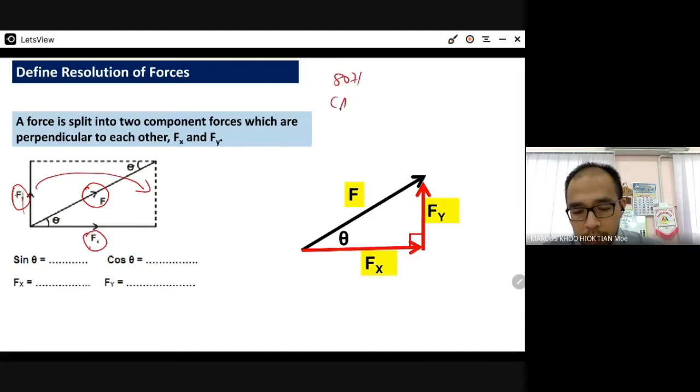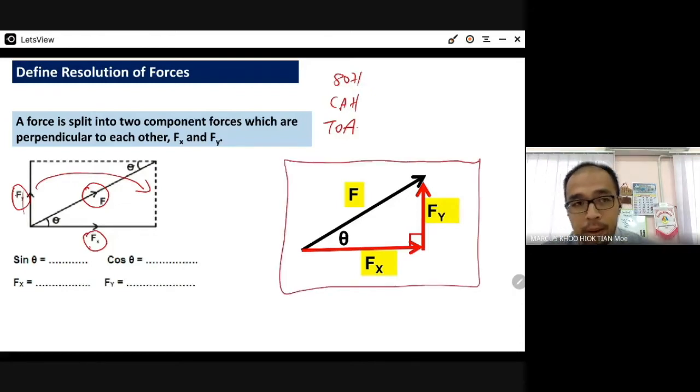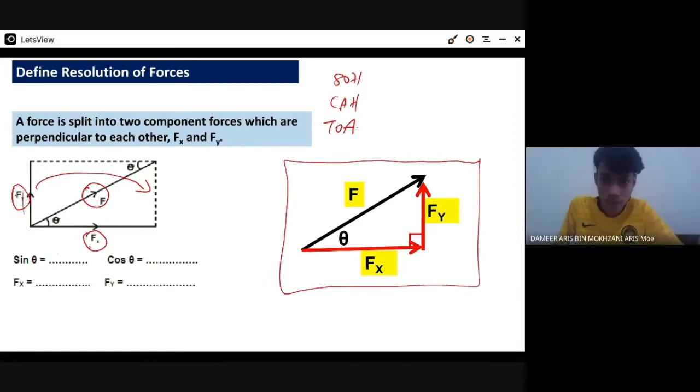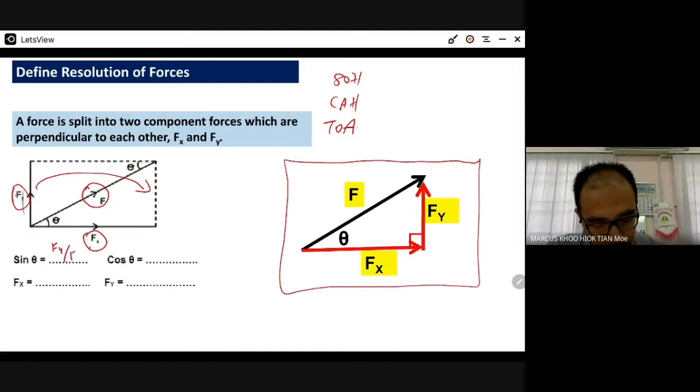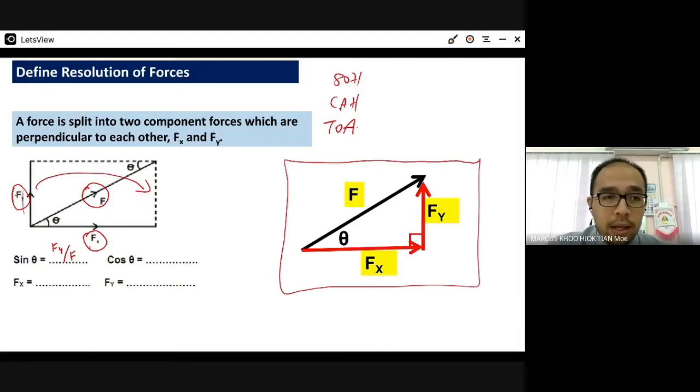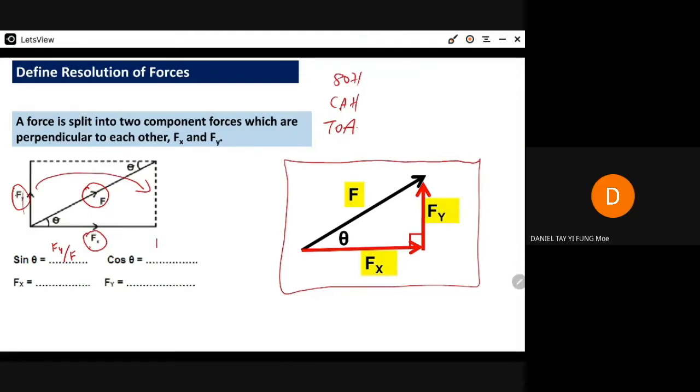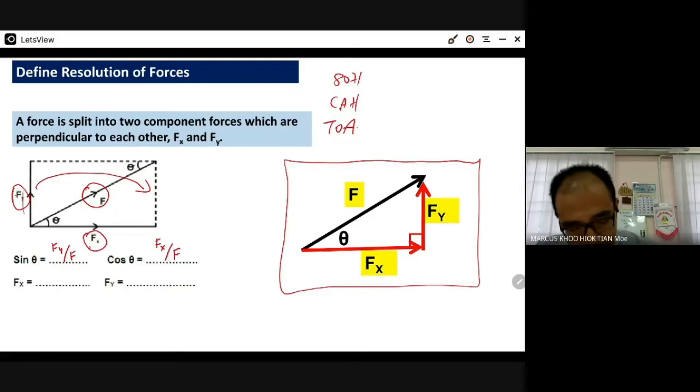Damir, can you tell me sin theta dalam segitiga ini, sin theta is apa per apa? Fy per F. Okay, very good. Fy over F. Yeah, betul. And Daniel, what about cos theta? Fx over F. Okay, very good. Fx over F. So kalau begitu, I'm going to change this to Fy and I'm going to change this to Fx.